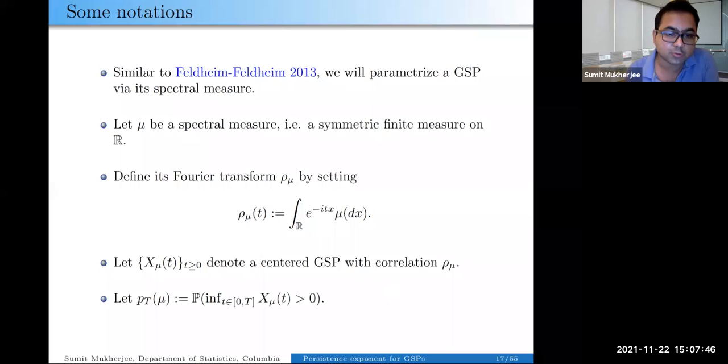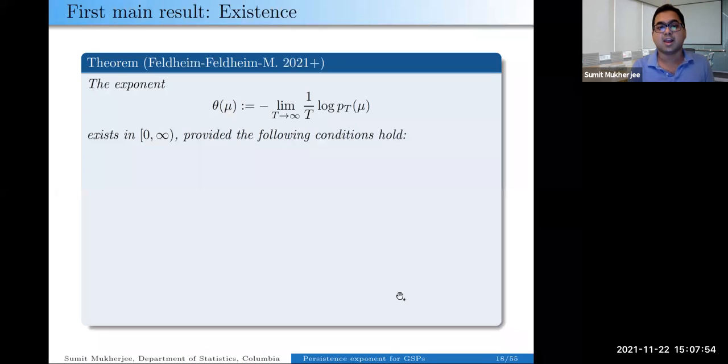And so I want to study this persistence probability P_t(mu), which is the probability that this X mu process persists. And this is the main result. This exponent theta mu, which is the limit of negative 1 over t log P_t(mu), exists, and it's a number in the interval [0, infinity). Remember that it can be infinity in general, so there must be some conditions.